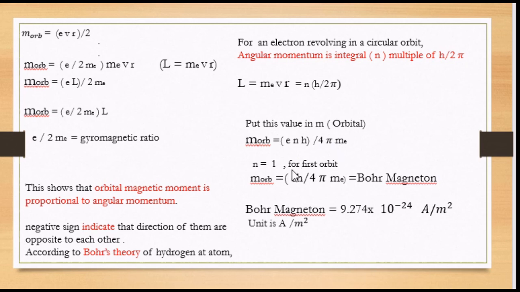Then for the first orbit of the electron, n is equal to 1. Let us put n equal to 1 here. When we put n equal to 1, this equation becomes e h upon 4 pi m_e, and this is called the Bohr magneton. So the value of the Bohr magneton is 9.274 into 10 raised to power minus 24 ampere per meter square, and the unit of the Bohr magneton is ampere per meter square.